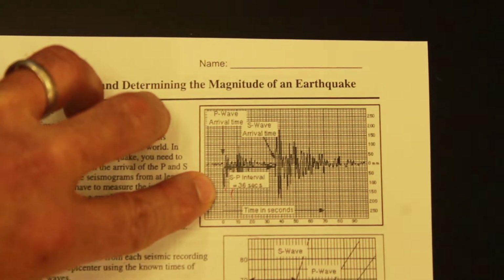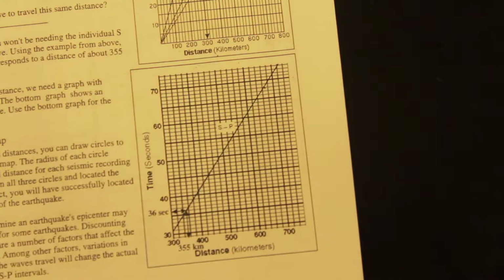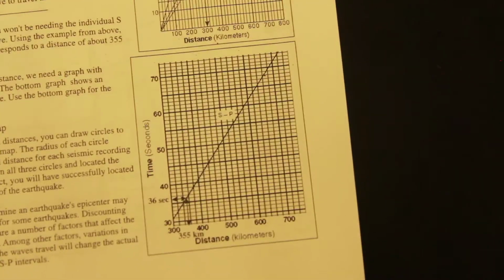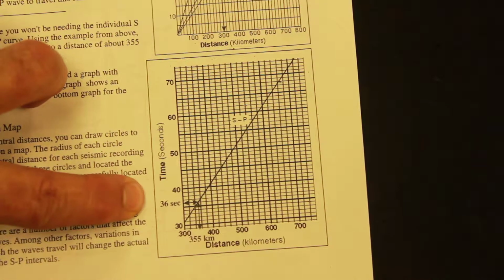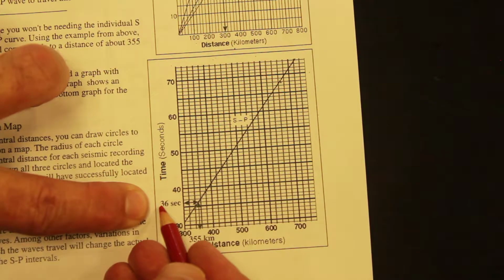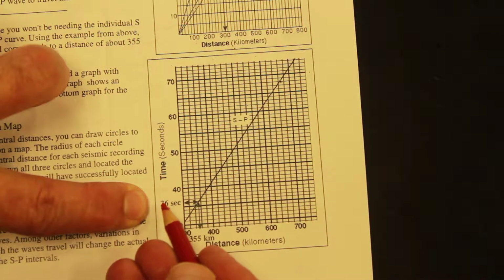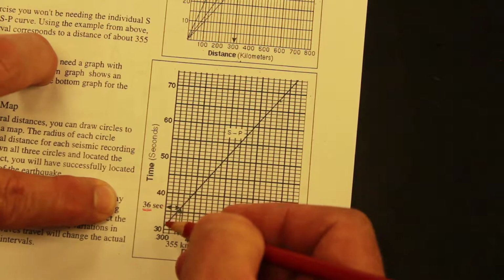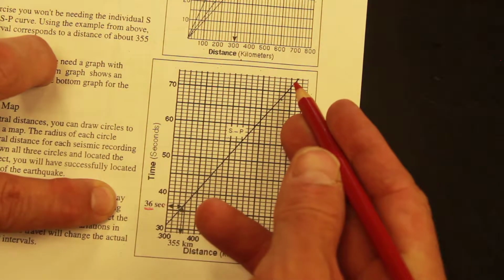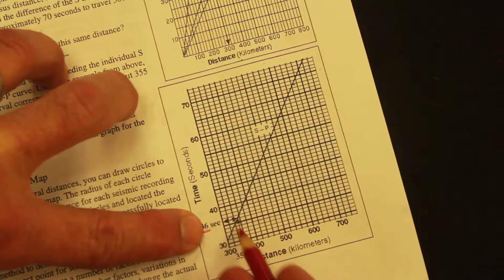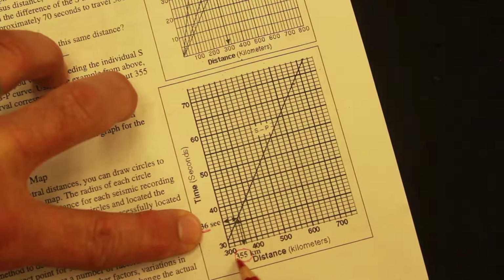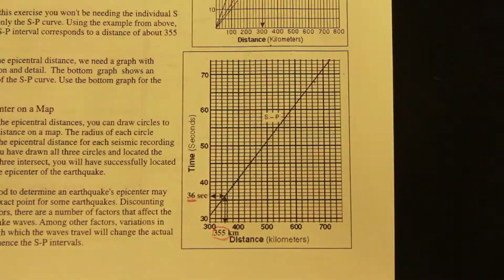In order to use that to create a distance, we go down to our SP curve. The SP curve gives us a constant by which to turn seconds of the SP interval into kilometers. So in the example, 36 seconds was our example. If we follow it over to our SP curve, which is this line, and then we move directly down, we find the distance is 355 kilometers.